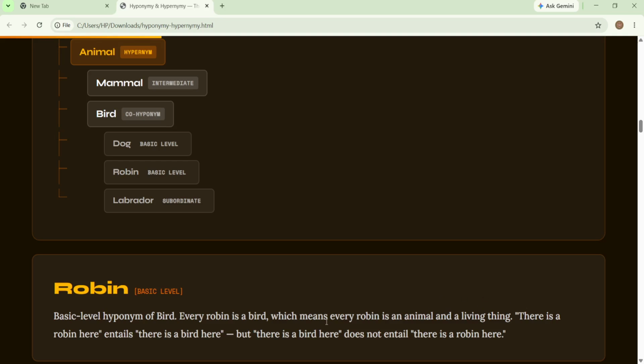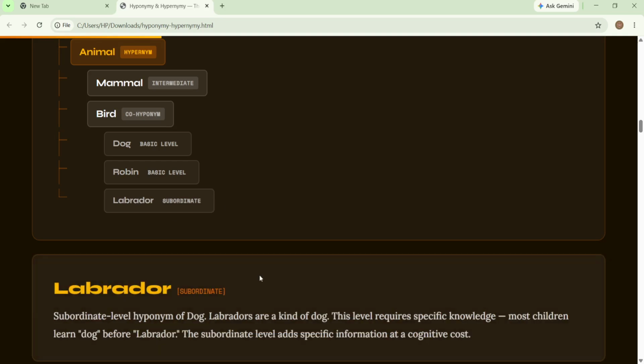There is a robin there. This entails that there is a bird there. You can change it around, which changes the hyponym and hypernym. But "there is a bird there" does not entail that there is a robin there, because if you're talking about a bird, it can be any bird. It is not specified to just robin.